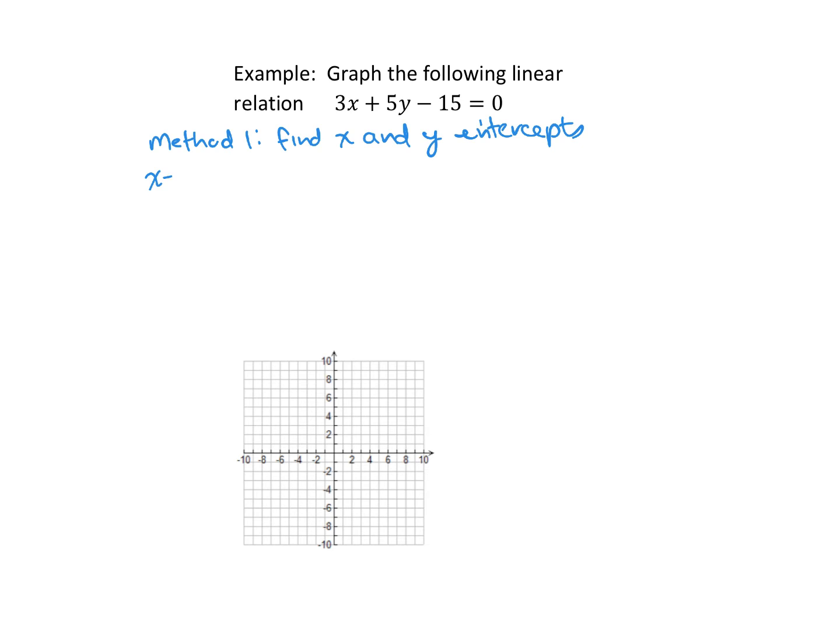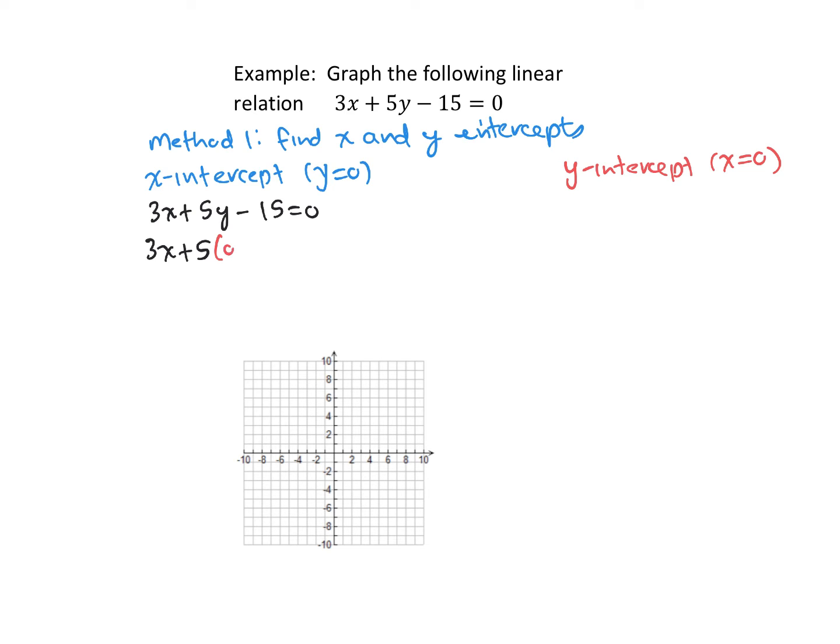So if I want to find the x-intercept, I'm going to set y equal to 0. If I want to find the y-intercept, I'm going to set x equal to 0. So starting with 3x plus 5y minus 15 equals 0, I'm going to let y equal 0.